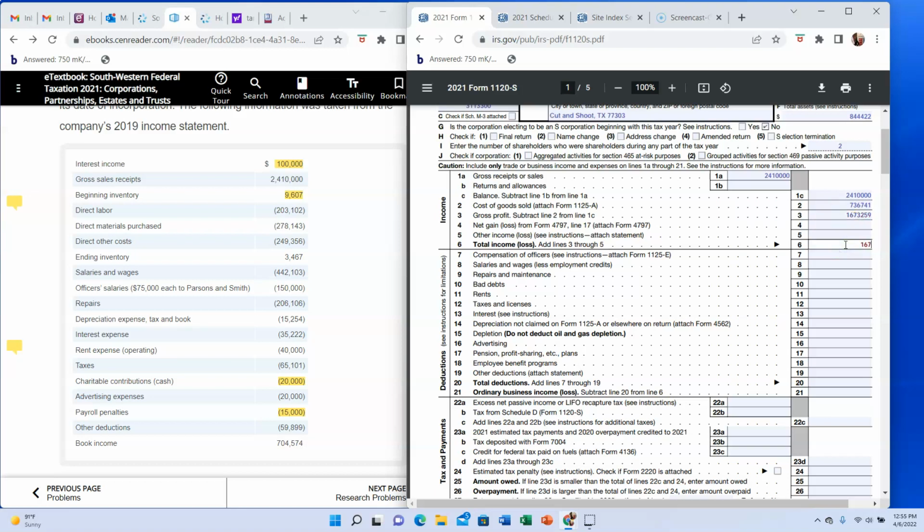And it just comes on down to here. Then compensation of officers, that was 150. Salaries and wages were 442,103. Repairs are 206,106. Depreciation goes down here a little further, 15,254. Interest expense, right here, 35,222. Rent, line 11, 40. Taxes and licenses, 65,101.